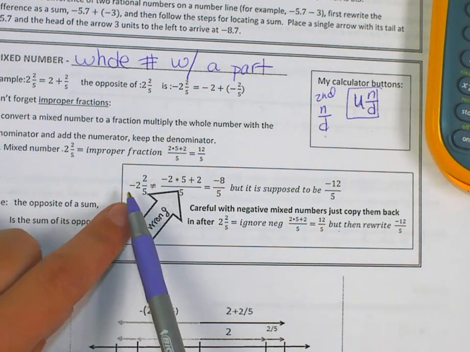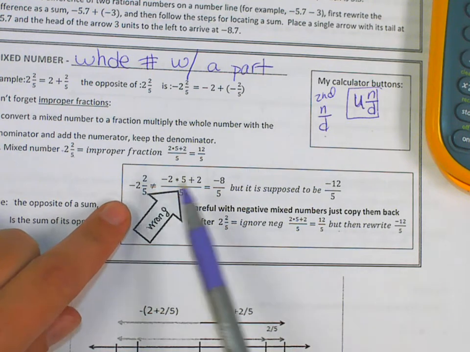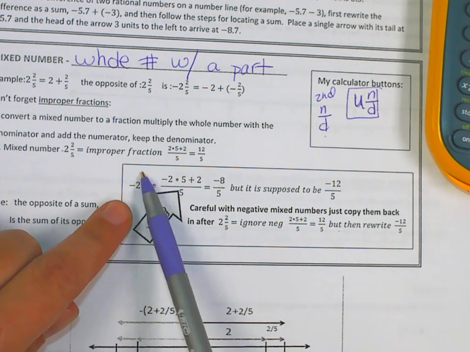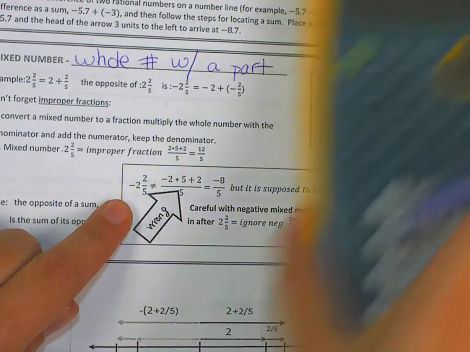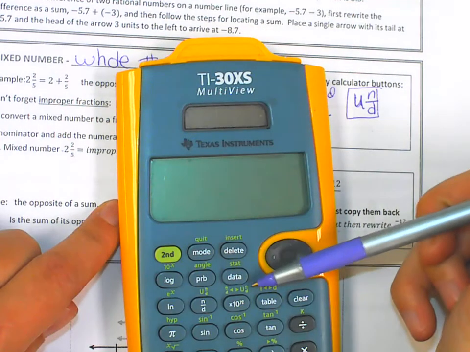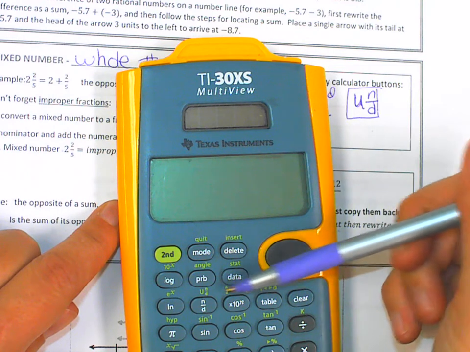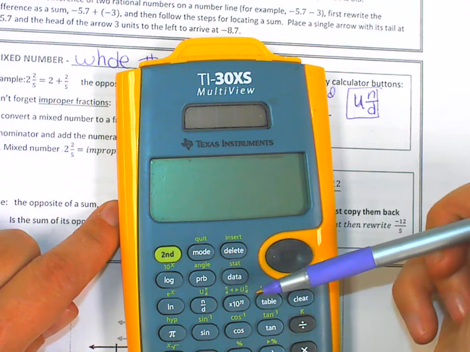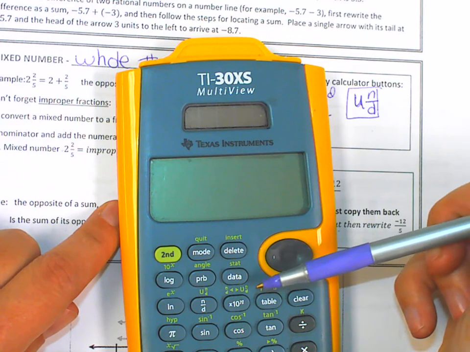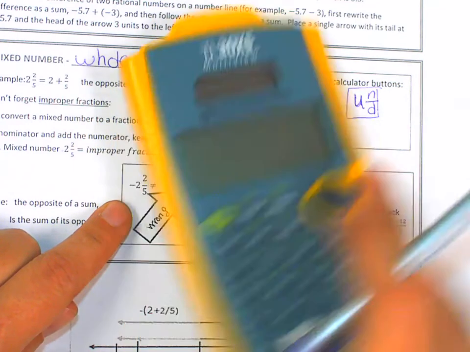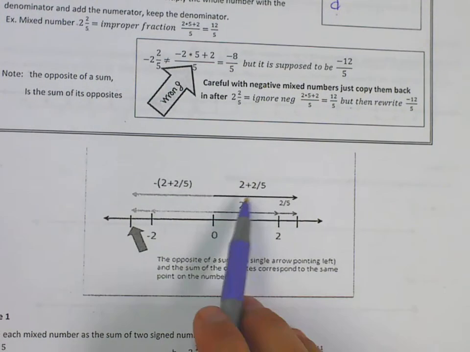So if you check out the calculator videos, I'm sure it will show you how to change a mixed number to improper. It would be this button right here, second times 10 to the n. Changes mixed to improper, or improper to mixed, or fractions to mixed, and mixed to fractions. So second times 10 to the n. Okay? One more time. This is 2 2/5.